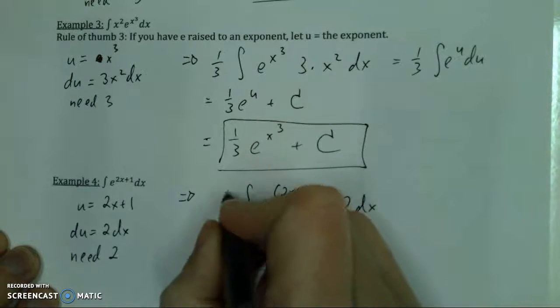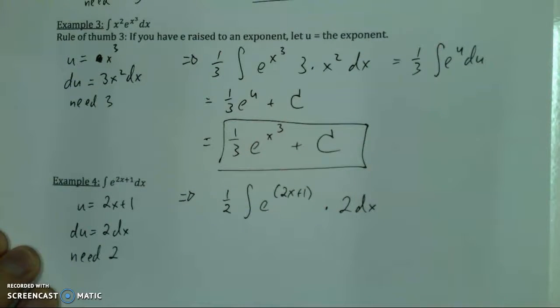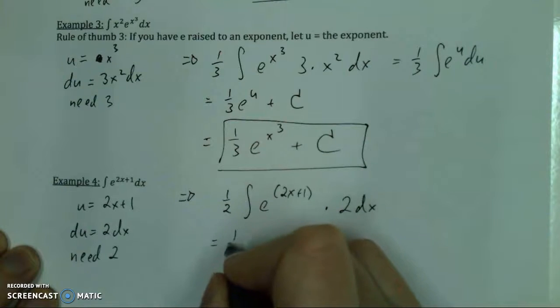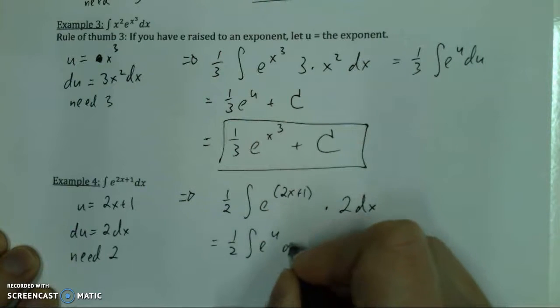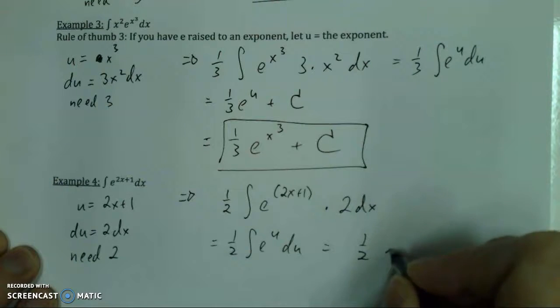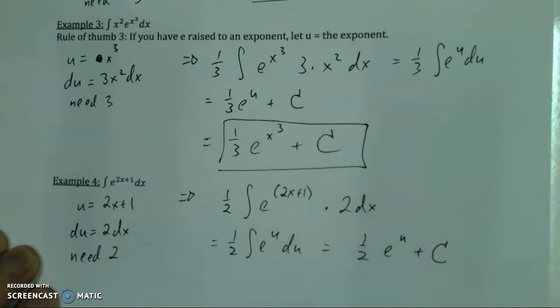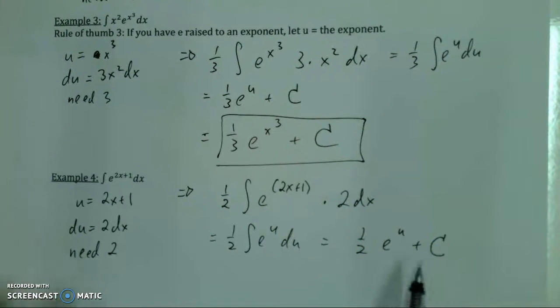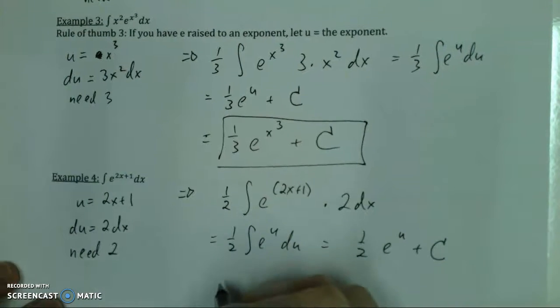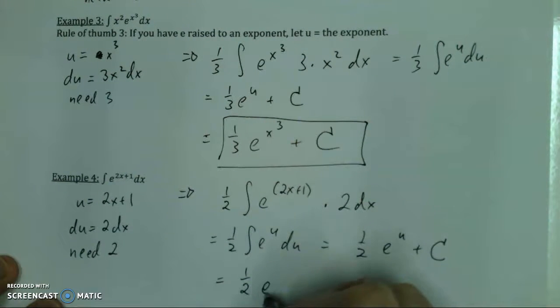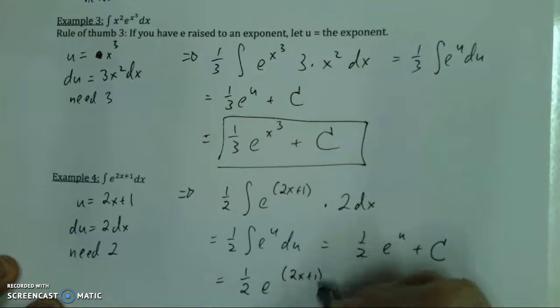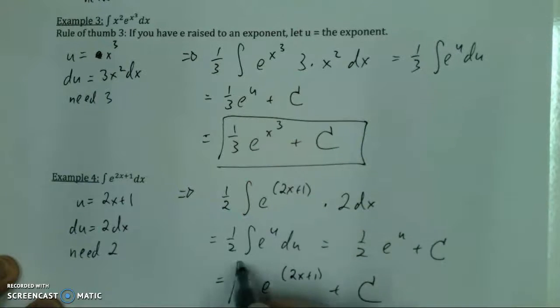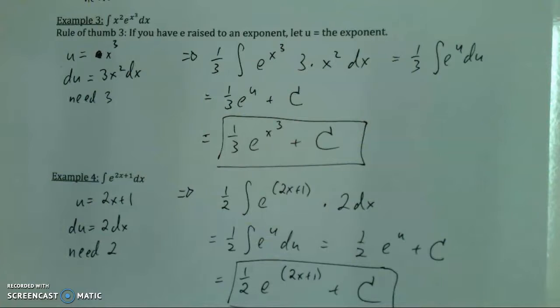Since I multiplied a 2 on the inside, let's multiply a 1/2 on the outside, so that I get 1/2 e to the u du. So again, I expect to then get an e to the u once I've integrated. So my answer is 1/2 e to the 2x plus 1 power plus c. So that is our second rule of thumb.